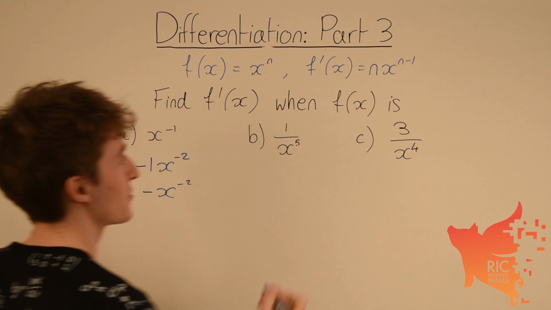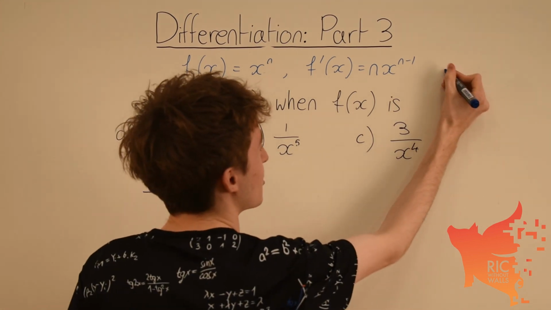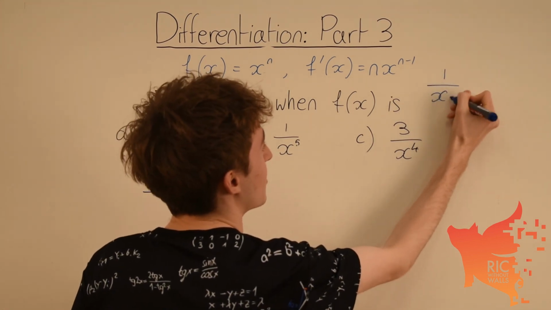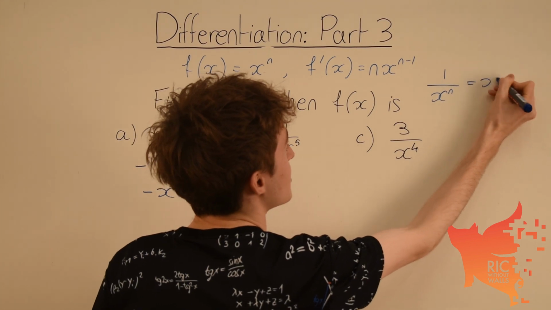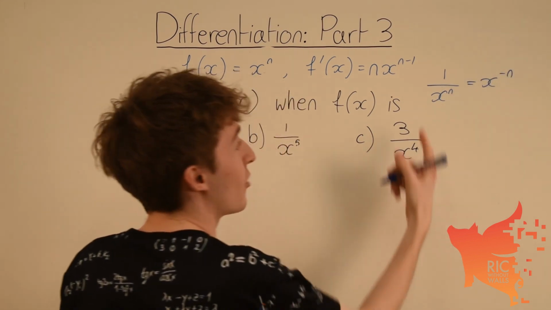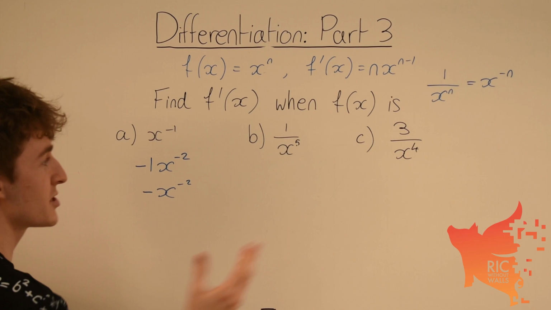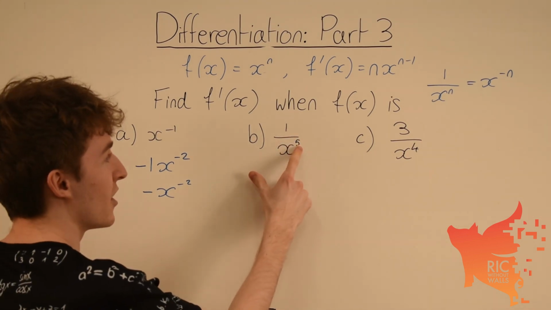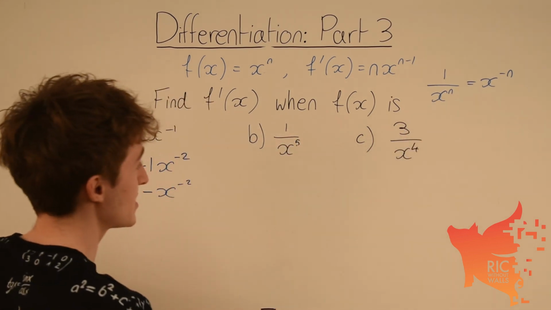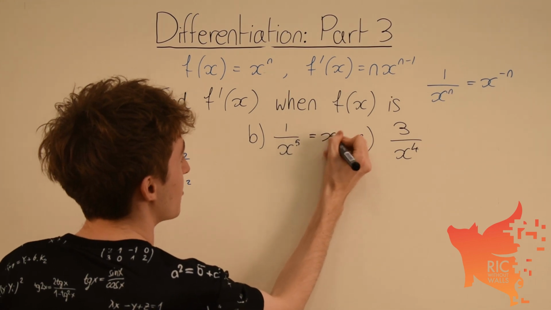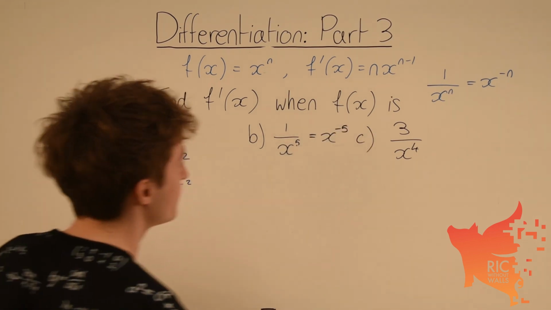Now to do that, we need to think about one of our laws of indices, which is the following. 1 over x to the power of n is equal to x to the power of minus n, where n is just any number. So in this case, we've got 1 over x to the power of 5. So using this rule, this is actually equal to x to the power of minus 5.